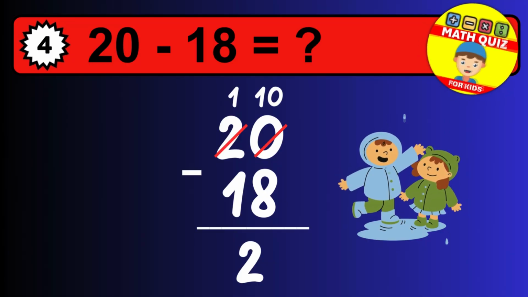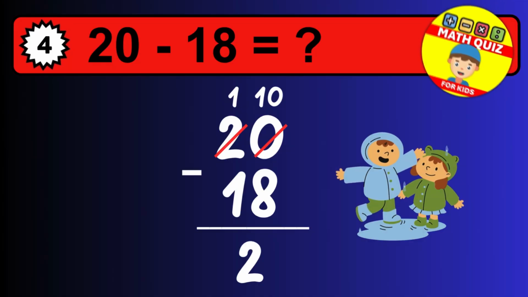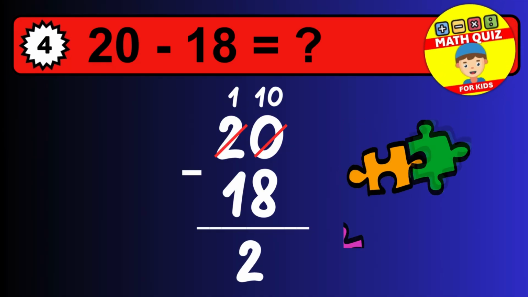Now we subtract. 10 minus 8 is 2. Then we go to the tens. 1 minus 1 is 0. The final answer is 2.